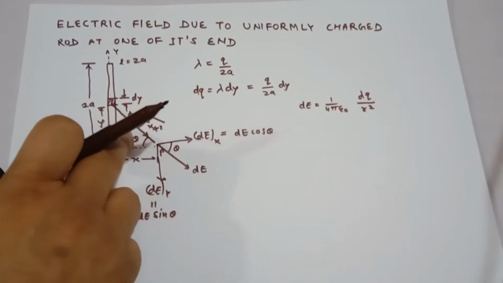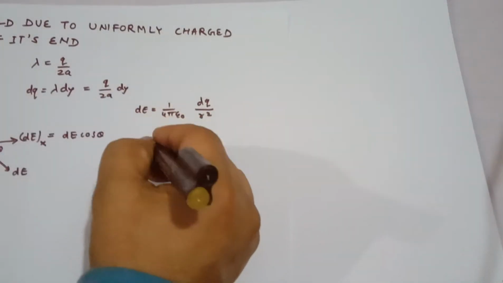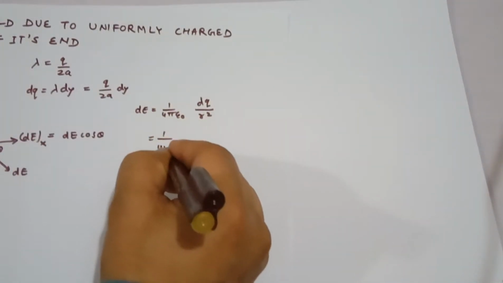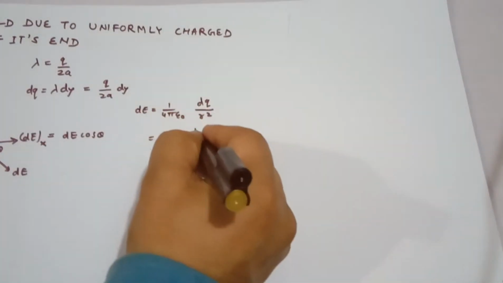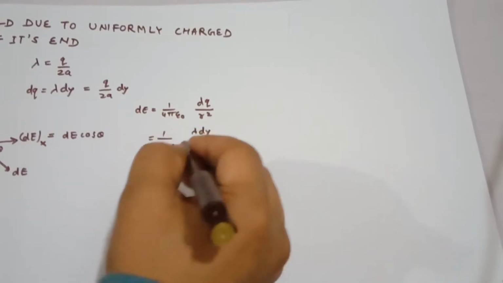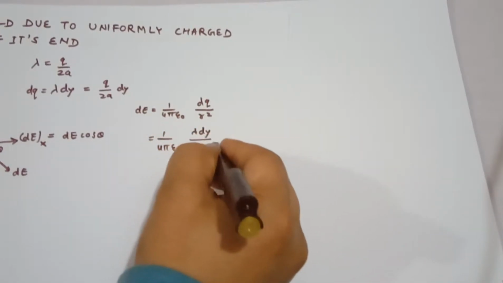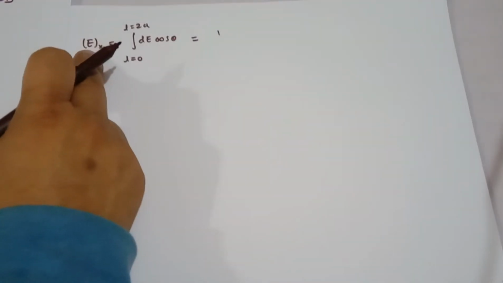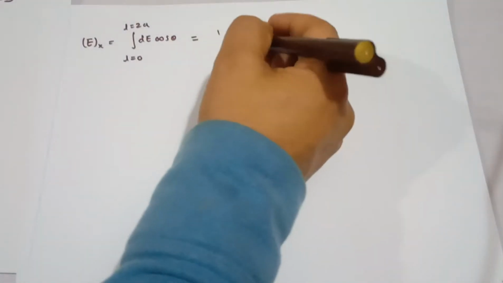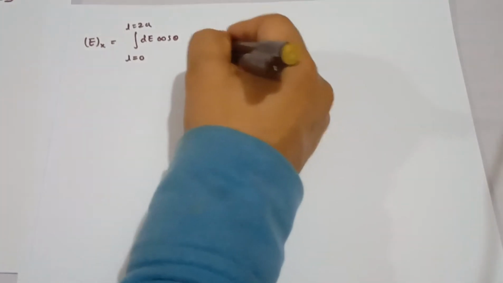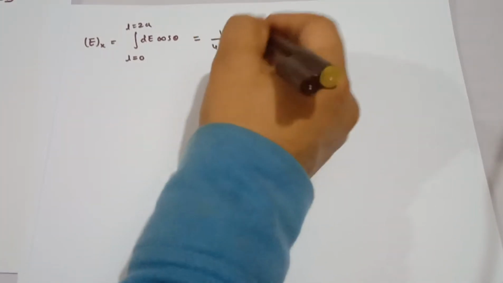So if we put this value of r here, that would become 1 upon 4 pi epsilon naught, dq, which is lambda into dy, upon r square, which is x square plus y square. You can put this value here while calculating the electric field. So that should be 1 upon 4 pi epsilon naught; you can take this common, and lambda you can also take common.